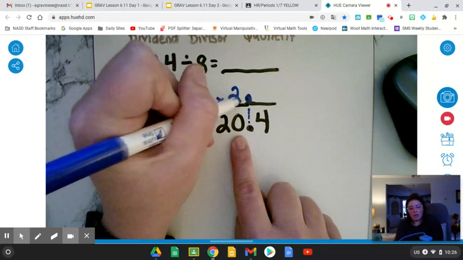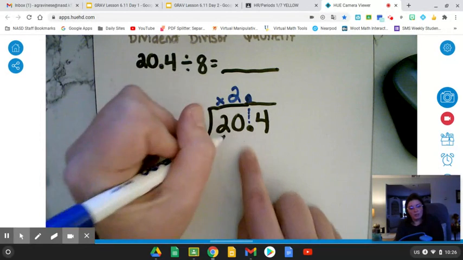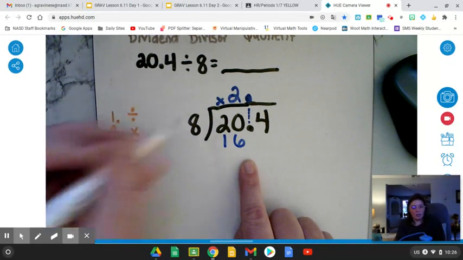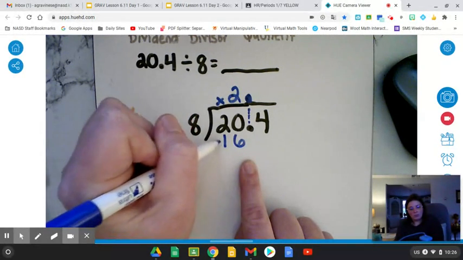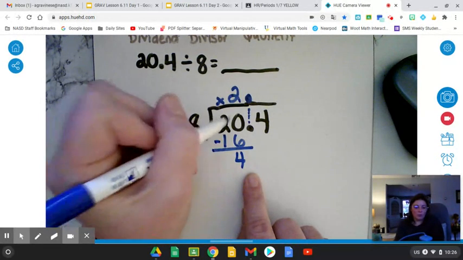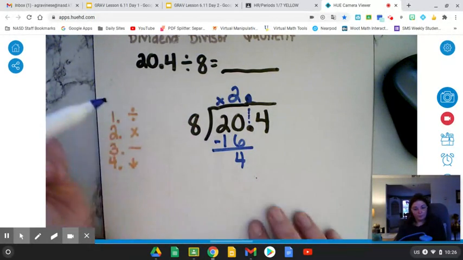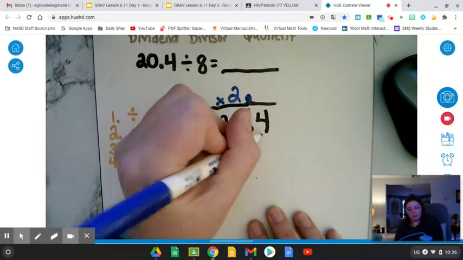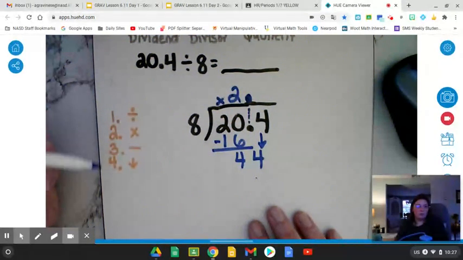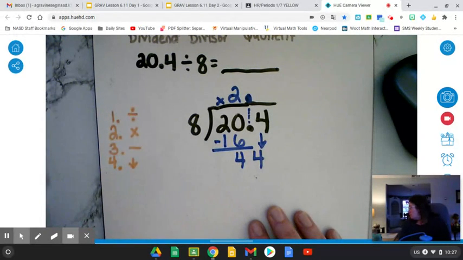I put my 2 up top, and then I multiply. 2 groups of 8 gave me 16. And then I subtract. 20 minus 16 leaves me with 4. Remember, you would have borrowed here, but for me that was mental math, but make sure you borrow if you need to. Bring down your next digit. So I went through one cycle, but I'm not done because I can still take 8s out of 44.